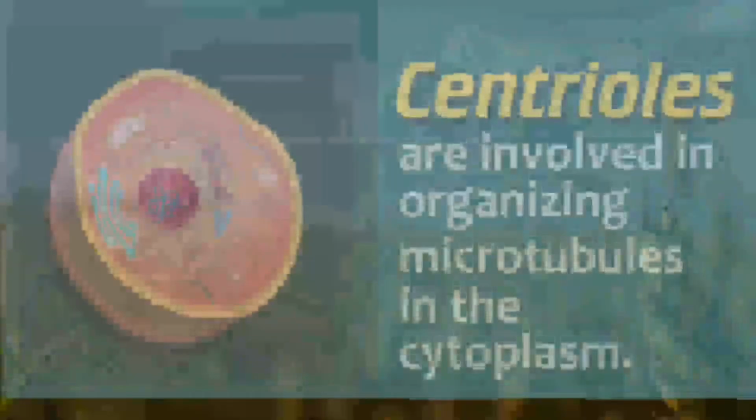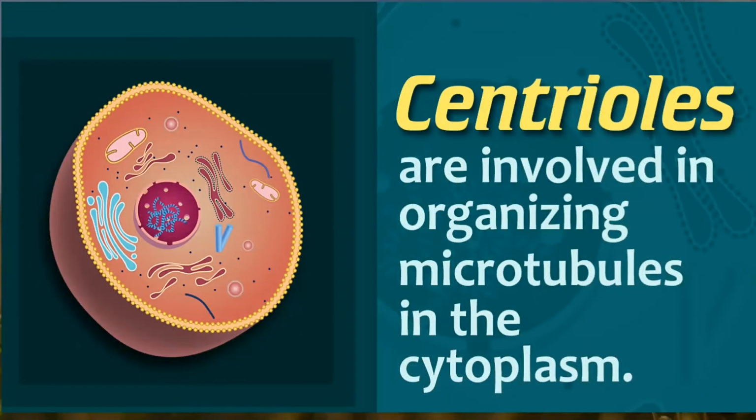And thereafter we have the centrioles. The centrioles are present in animal cells only. They are involved in organizing microtubules in the cytoplasm. So the centrioles are present near the nucleus of a cell. Which type of cell? The animal cell. Why? Because centrioles are only present in animal cells.